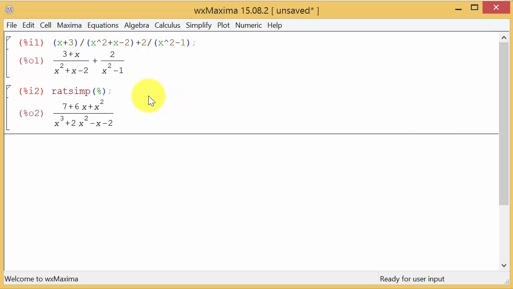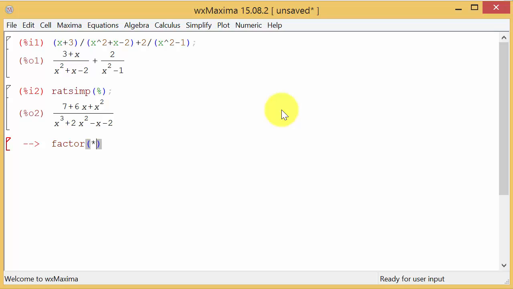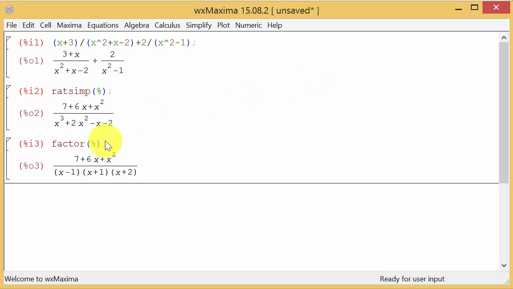I guess we can kind of figure that out because for one thing, the numerator doesn't factor. You can see that. But what we can do is factor. I want to factor this, and it'll factor whatever can be factored. Of course, the numerator can't be factored, but the denominator, maybe it can. Let's see. So I'm going to do percent to recall this, and I hit enter. And there it is. You can see that the denominator did factor, but the numerator didn't.